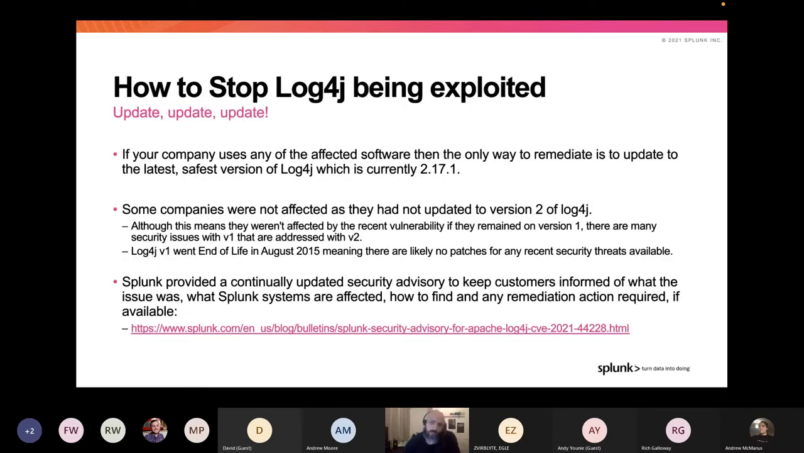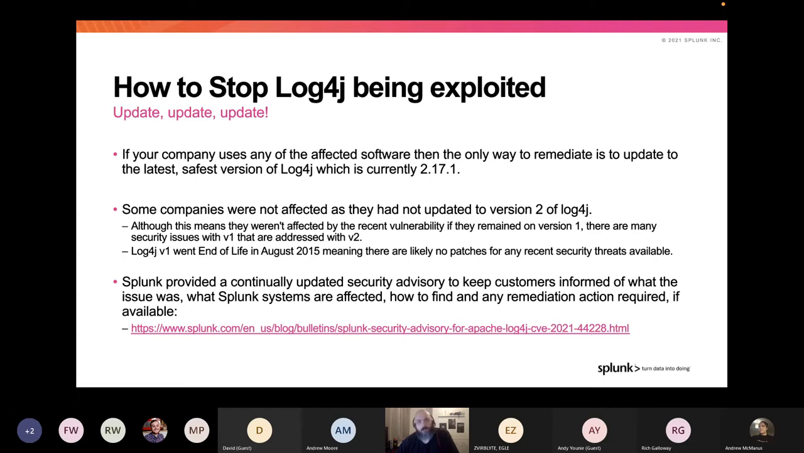So how to stop it, or how to stop yourself being exploited by it, was a pretty simple message really: just update. Now obviously there was a little bit of a hiccup when it was 2.15, because there was actually a vulnerability introduced with the patch to fix the vulnerability. So there was a little bit of a whoops moment, I guess, but they have released patches, as you can see by the timeline earlier, relatively quickly for this. And things have been found pretty quickly as well if the patches haven't quite hit the mark. So currently the safest version of Log4j for this particular vulnerability is 2.17.1.